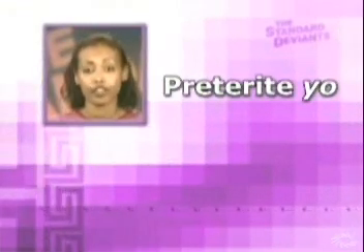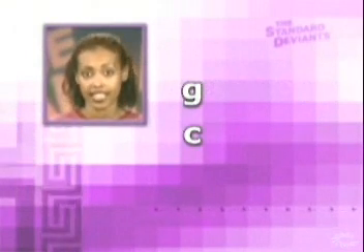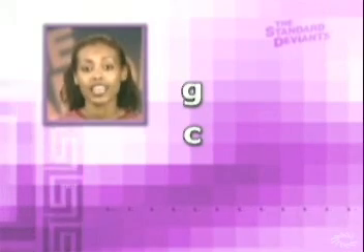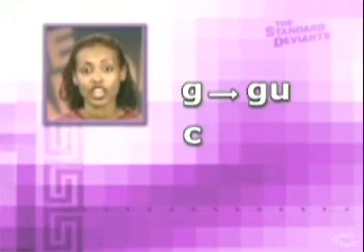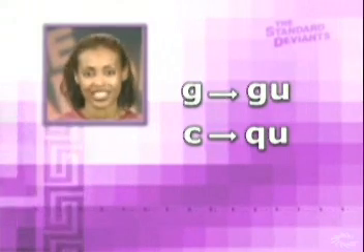When we're conjugating a verb in the preterite yo form, if the stem ends in a G or a C, and our ending is going to change the way the verb is supposed to sound, we have to add a U after the G and change the C to a QU. That way the verb's sure to sound the way it's supposed to.